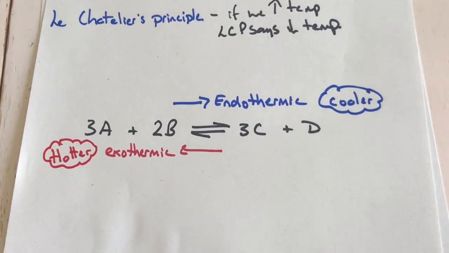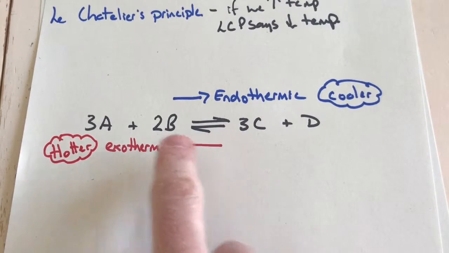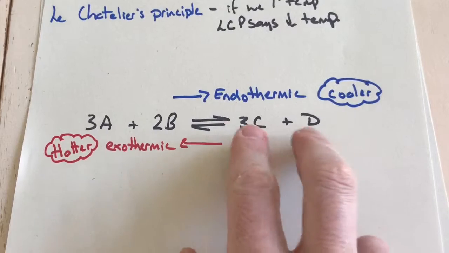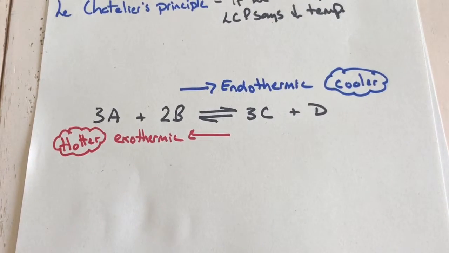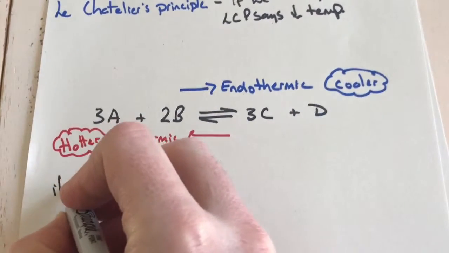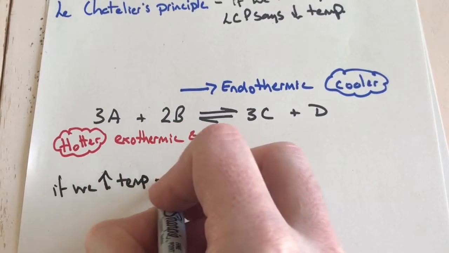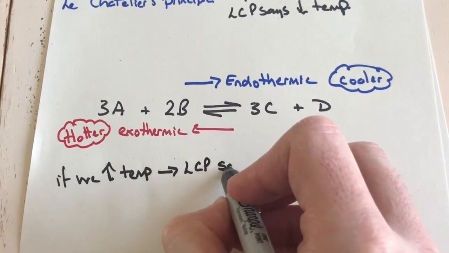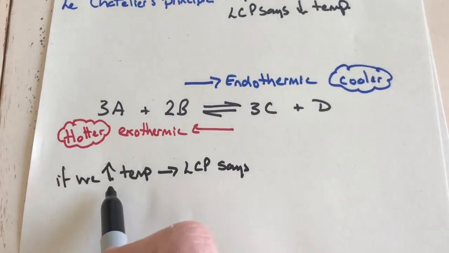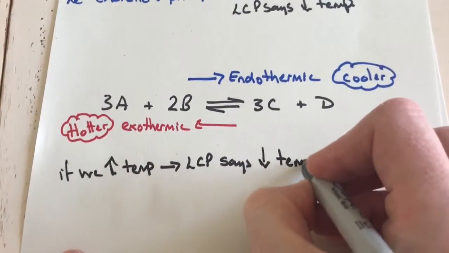So we've got these two different reactions taking place. This is at equilibrium, there's my reversible reaction. We've got A and B reacting to make C and D, and then C and D coming back to make A and B. So let's give ourselves a change of condition. If we increase the temperature in this reaction, then LCP, Le Chatelier's principle, says that the reaction is going to oppose this, it's going to do the opposite. So it's going to lower the temperature.